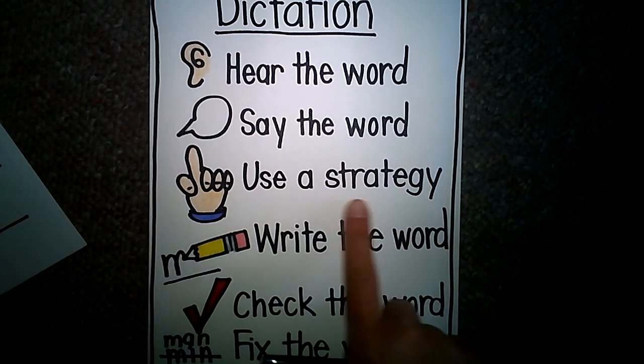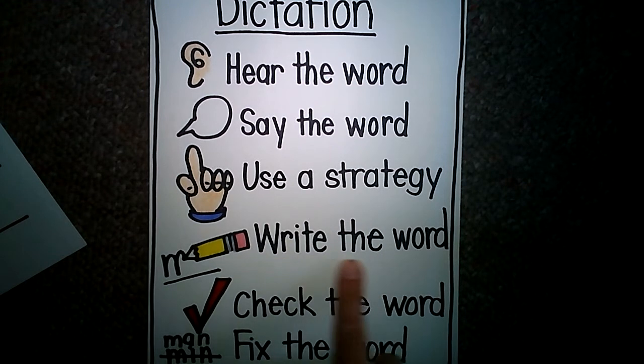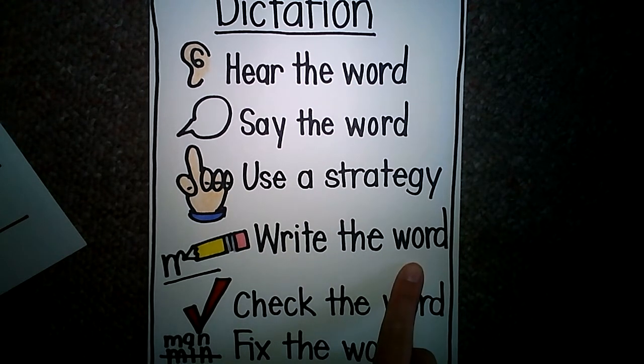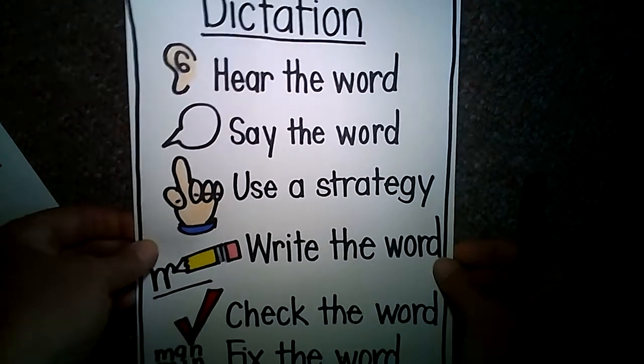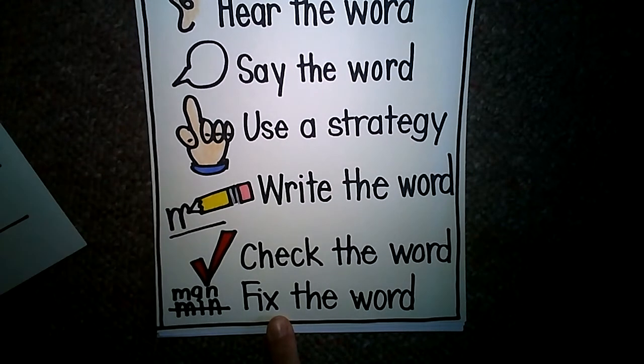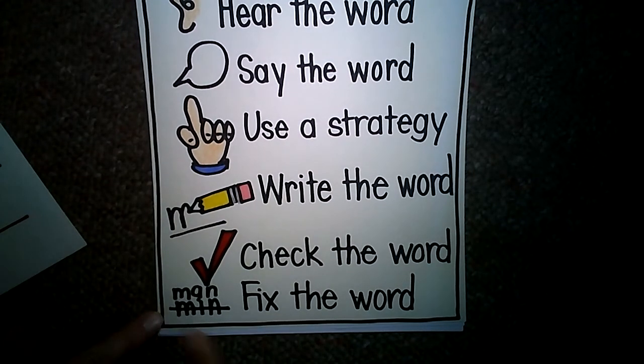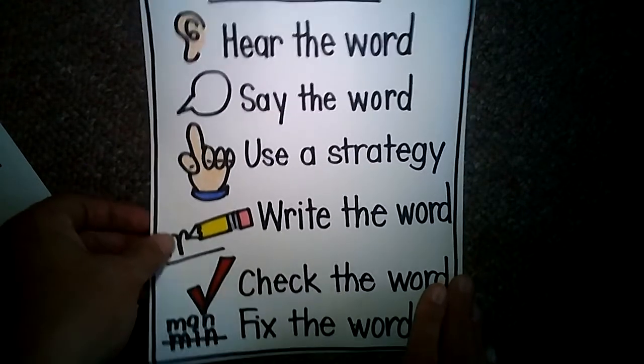We will use the strategy today of sounding out that word. On your own, you will write the word on your paper or whatever you have to write on. Then you will check the word with the word I show you. And then if you need to, then you will fix the word. Notice how in my example, we crossed out the whole word and we wrote the word correctly up above it. That's how I would like you to fix your words today.